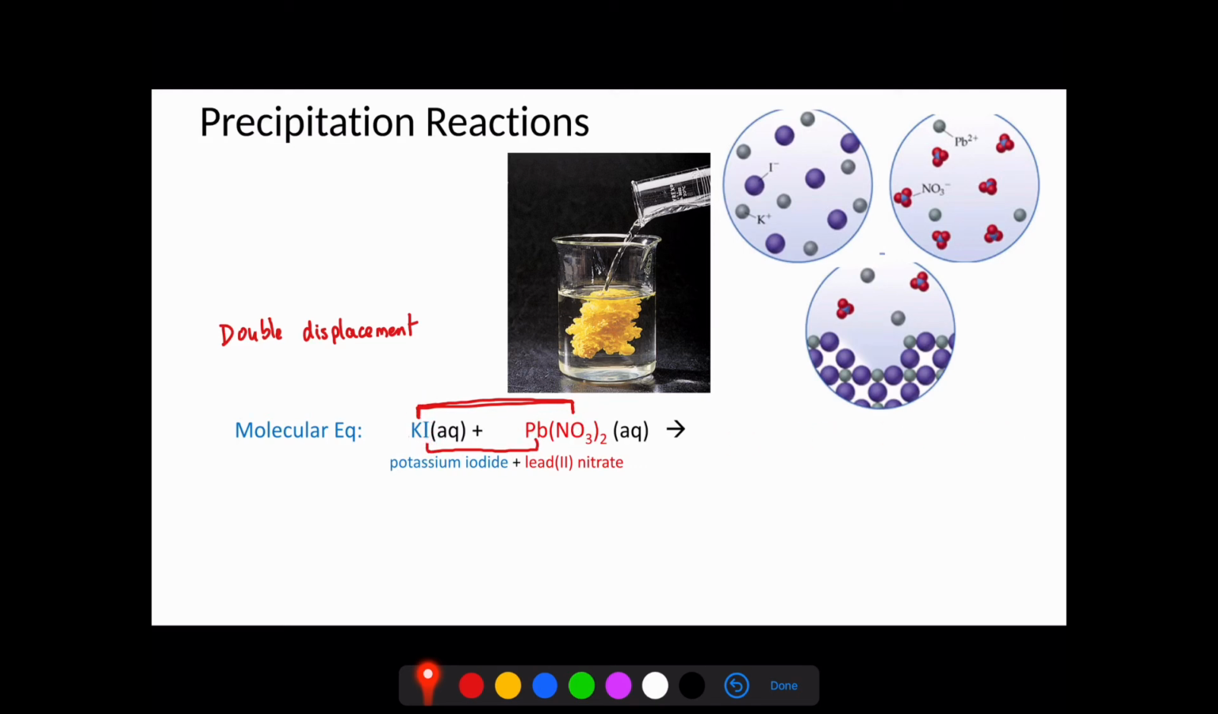So your products are going to be potassium nitrate and lead iodide. We're going to write the formulas for those. Potassium is K plus, nitrate is NO3 negative, so when you do the crisscross, potassium nitrate's formula is just KNO3. And lead iodide's formula is PbI2. Potassium nitrate is soluble in water, so you should put aq beside it, saying that it's an aqueous solution of potassium nitrate. And lead iodide is your precipitate, so you should put s for solid beside it to show that this is the precipitate that is generated.